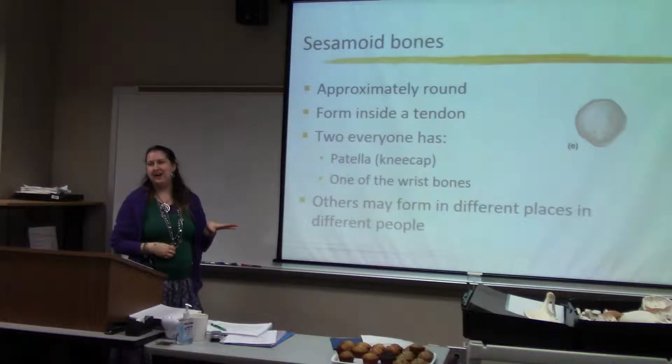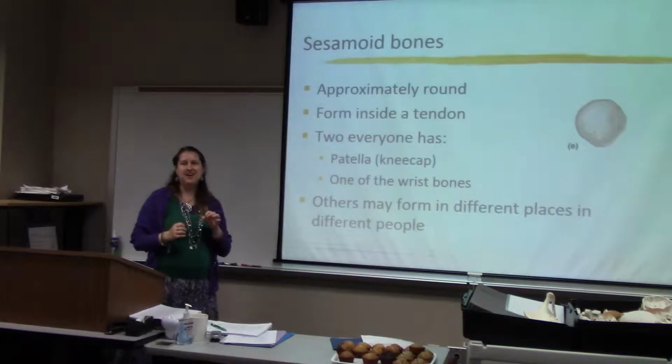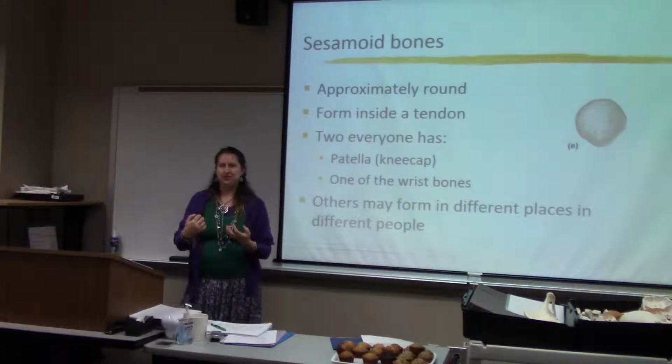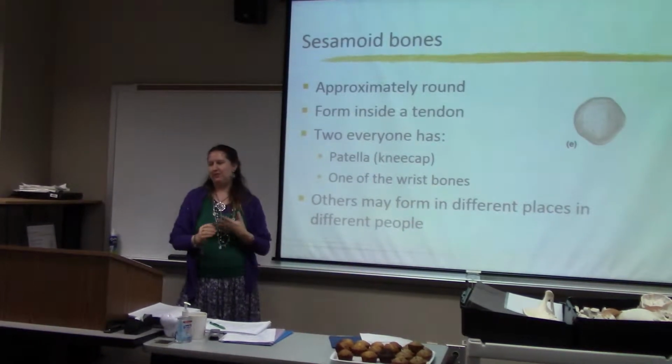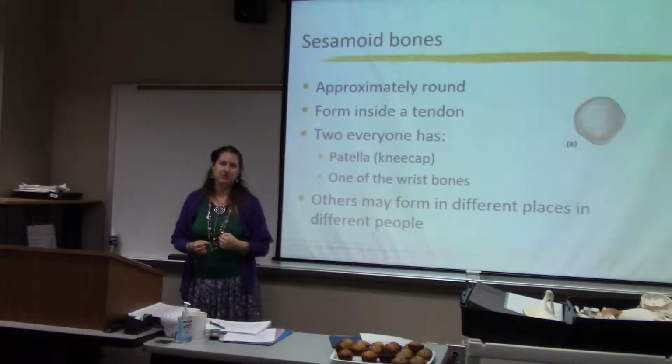Other people may have sesamoid bones in other places. They form inside a tendon that gets a lot of strain put on it. So if there's another tendon somewhere in your body that gets a lot more work than is typical, a sesamoid bone could form.